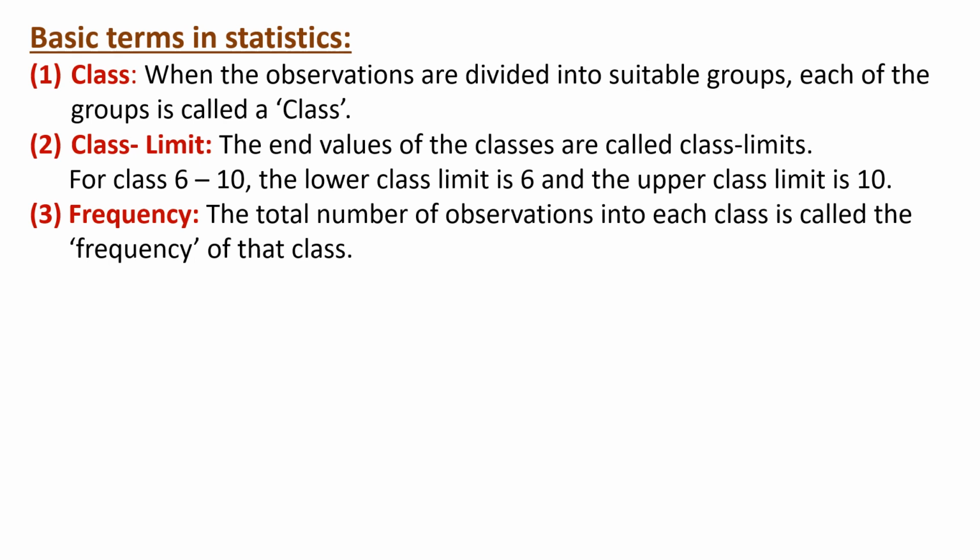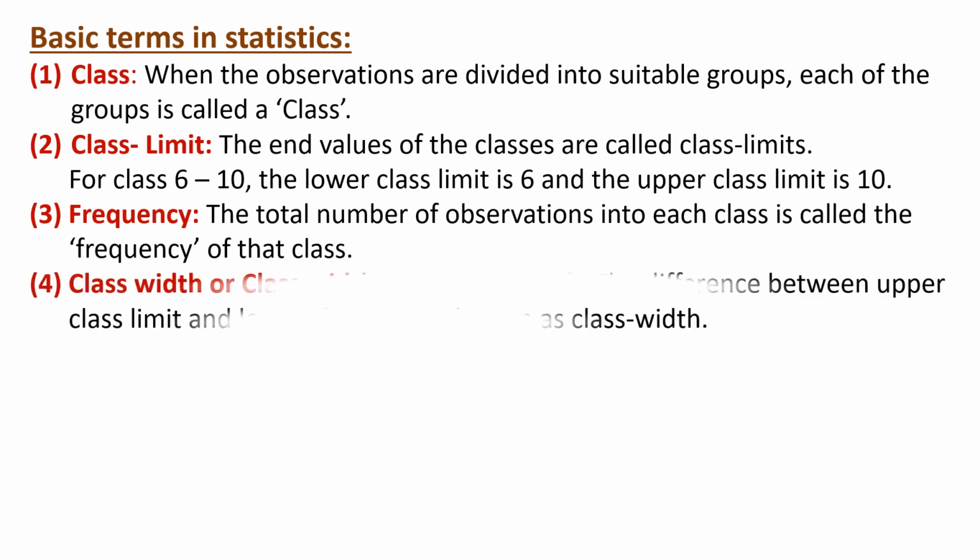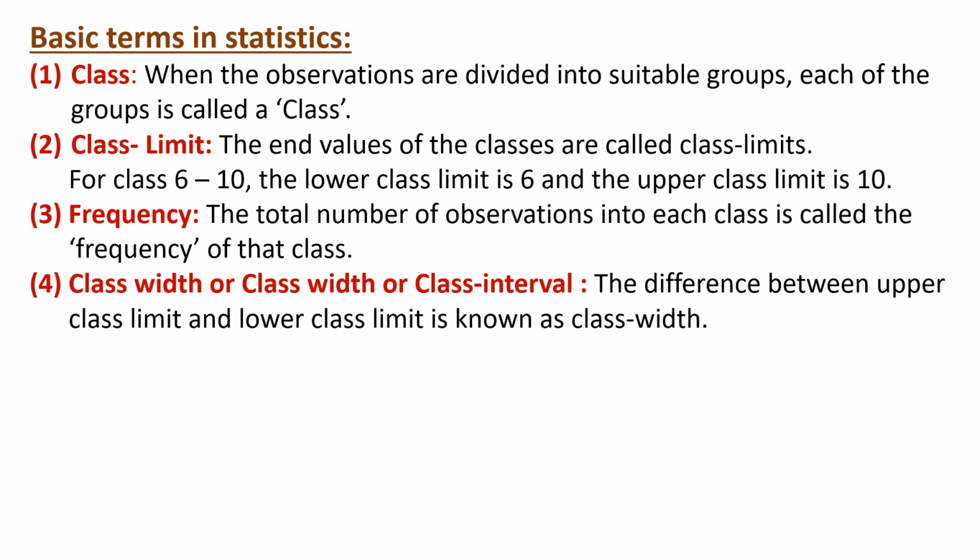Now frequency. The total number of observations in each class is called frequency of that class. Class width or class interval. So what is class width or class interval? The difference between upper class limit and lower class limit is known as class width, or you can say class interval. The difference between the upper class limit and lower class limit.